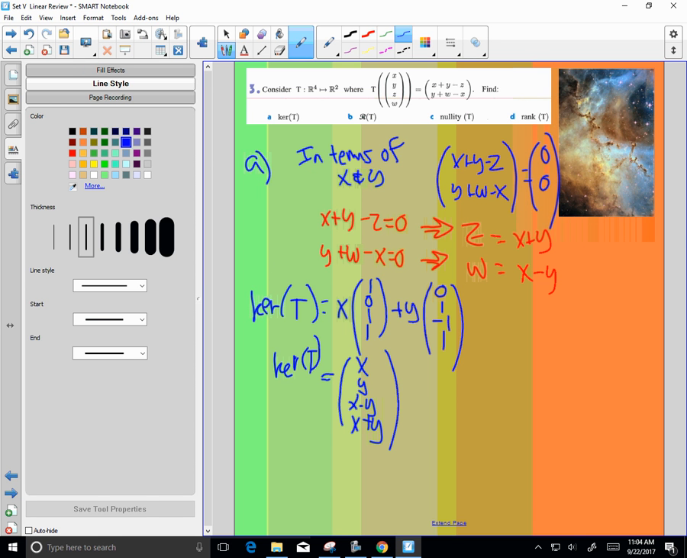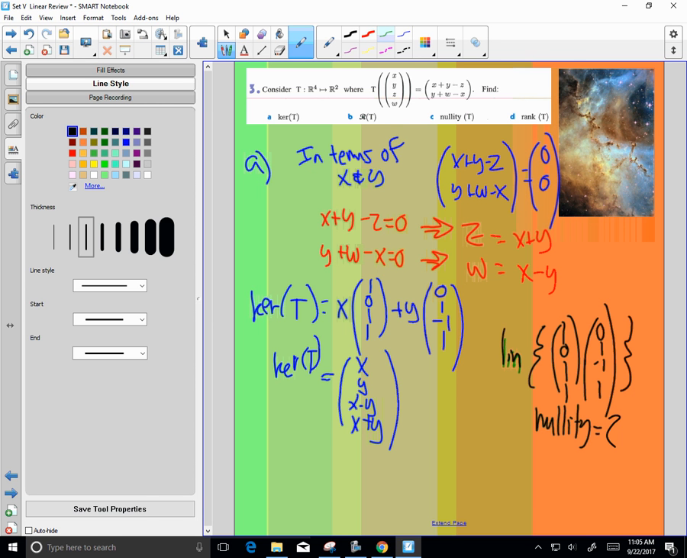And I think that the range of that thing, oh, okay, so I've got this linear combination. Oh, I was so close. Linear combination is going to be 1, 0, 1, 1, and 0, 1, negative 1, 1. And that's going to be a nullity of what? How many of those are there? 2.